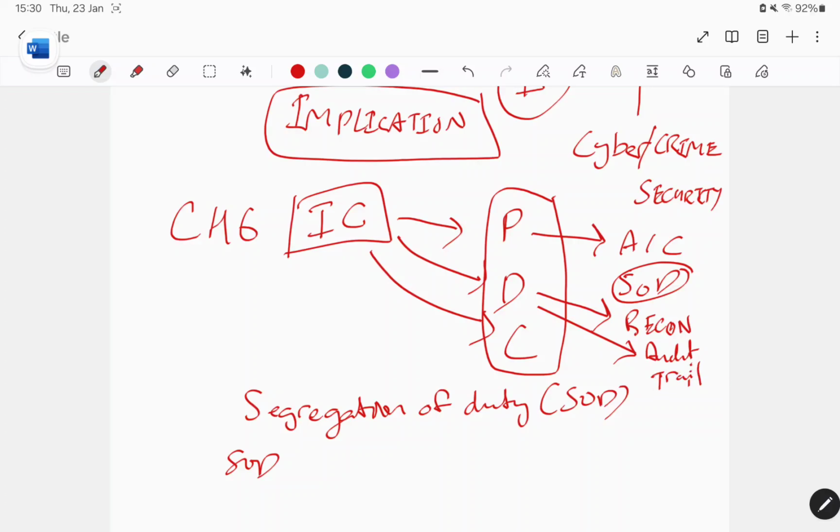Of course, detective, you also can generate some exceptions report. So basically, if there is something that is out of the ordinary, something like a material amount, then you can generate those kind of exception reports.